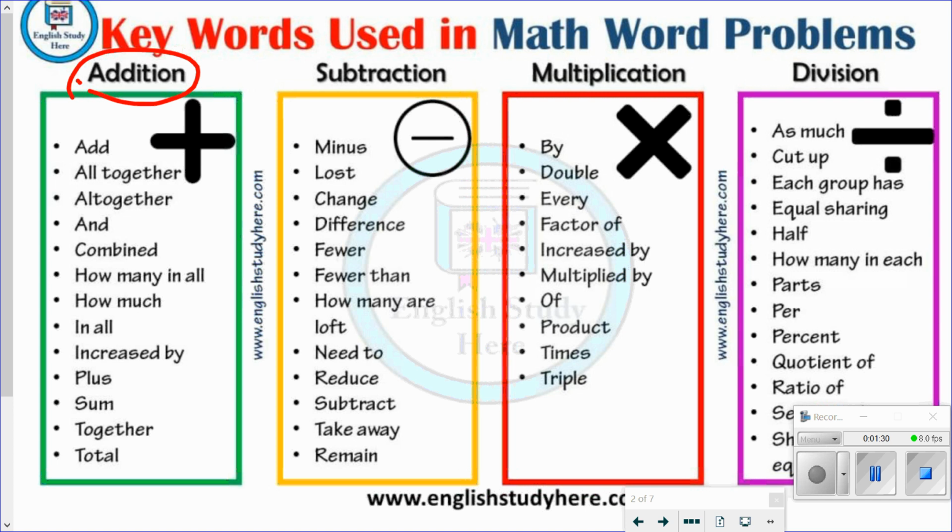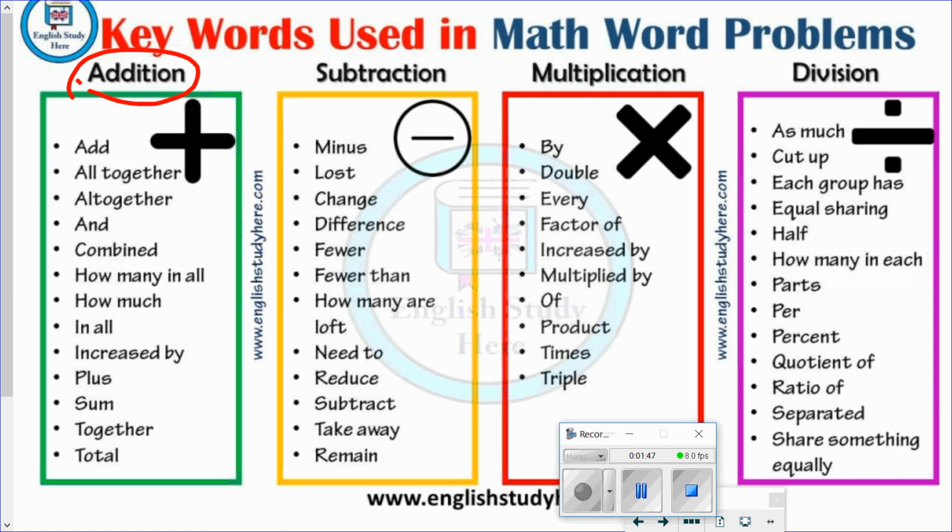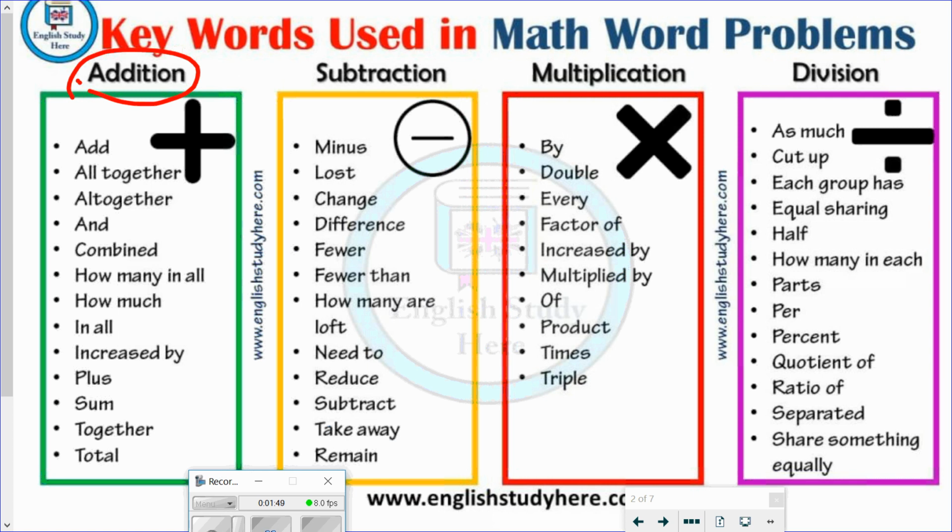And some words you might see in a division word problem: as much, cut up, each group has, equal sharing, half, how many in each, parts, percent, quotient, ratio of, separated, share something equally. These are just some key terms. There are more, but that's just some key terms that you should look for.